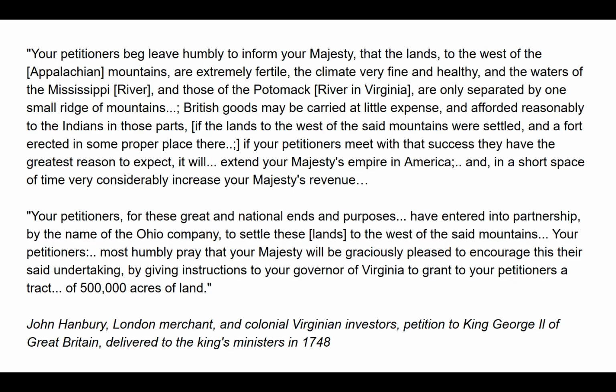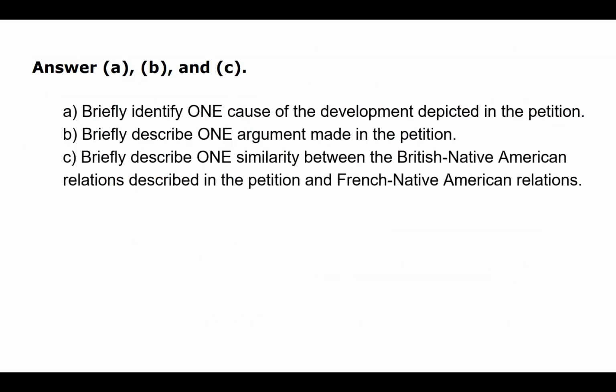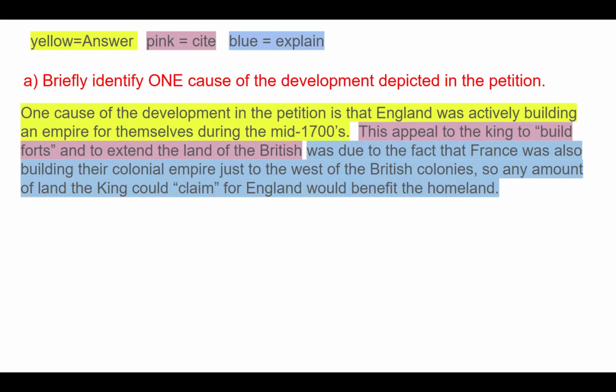All right, so here are the three questions, and they are identical to the ones I gave you earlier. So one cause of the development, one argument made in the petition, briefly describe one similarity between the British Native American relations described in the petition and French Native American relations. All right, so here is your answer to letter A. Briefly identify one cause of the development. One cause of the development in the petition is that England was actively building an empire for themselves during the mid-1700s.